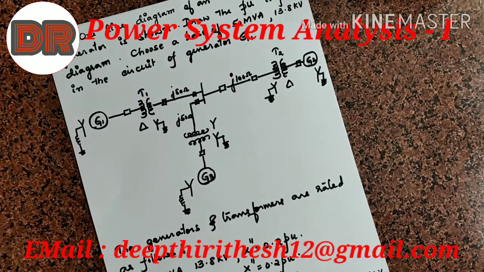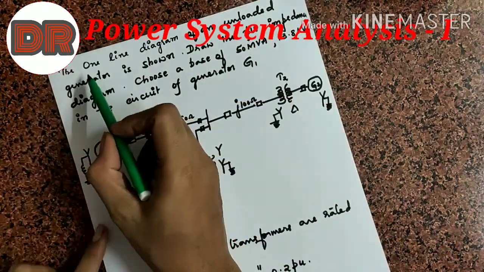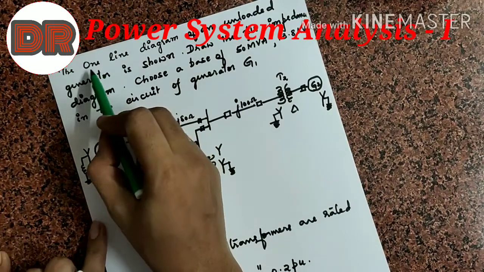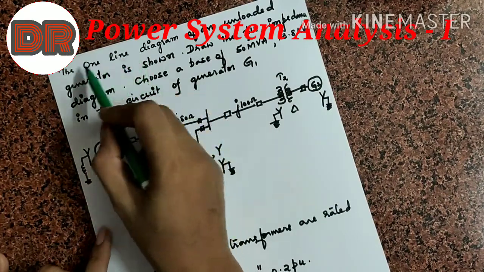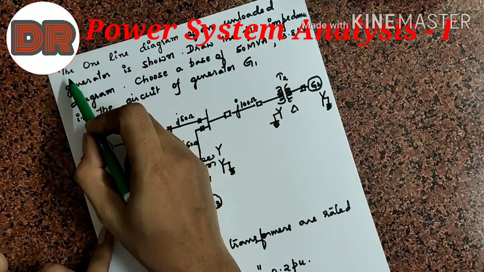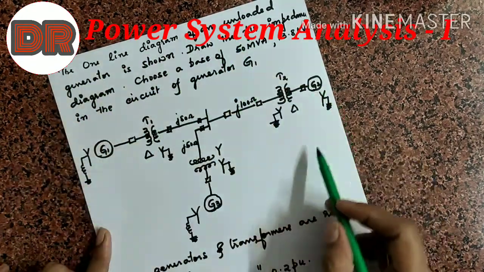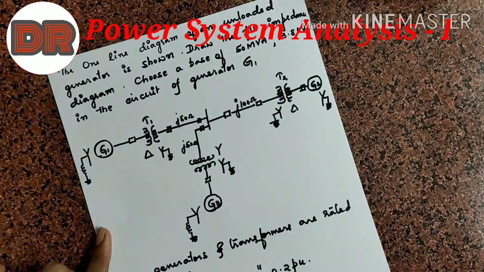So let's start. I'll go one sentence at a time, so you just understand. The one line diagram of an unloaded generator is shown. So this is the one line diagram of the unloaded generator.